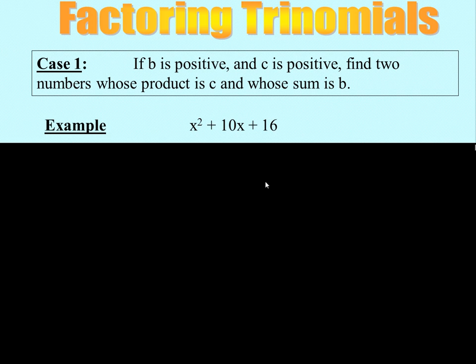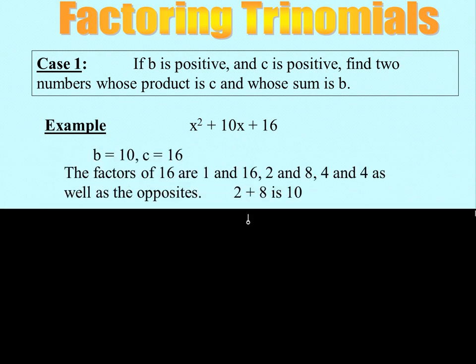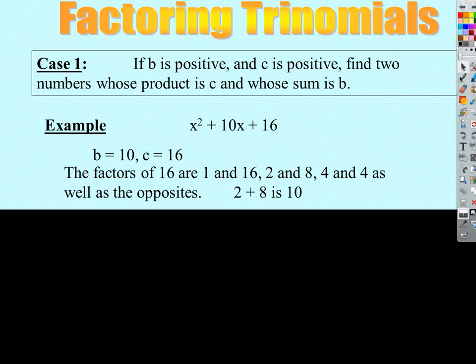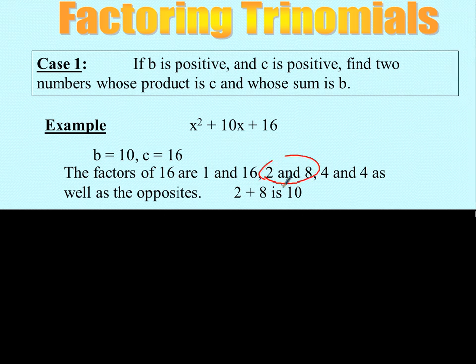Now, there's a bunch of different cases to consider. All the factors of 16 are 1 and 16 and 2 and 8 and 4 and 4. Of all those possible numbers that multiply to 16, the only ones that work in this case are obviously the 2 and the 8, right? Okay, so those are the numbers that we attach to the x's in the factored form when we break this thing apart.